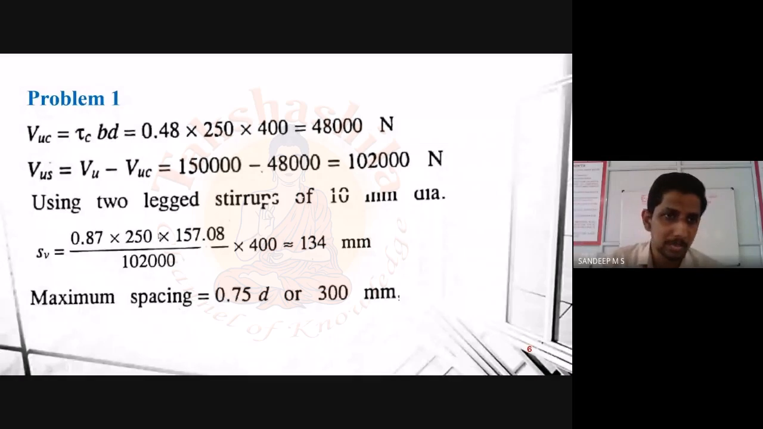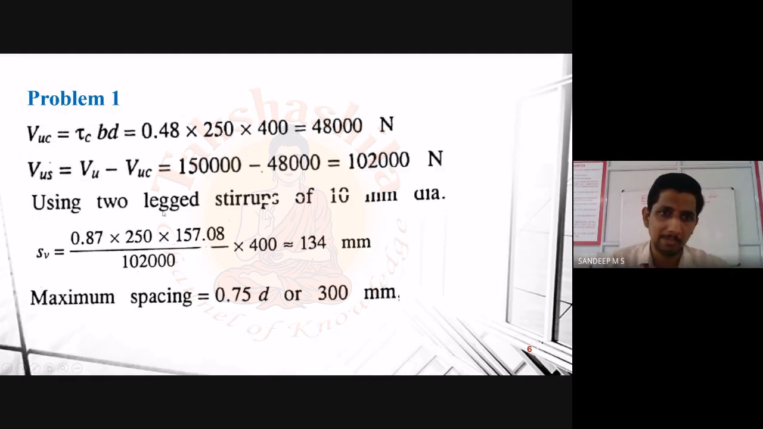So VUC can be calculated as we mentioned, tau C into BD, that is coming around 48,000 newtons. Therefore VUS, that is the amount of shear force that should be carried by our stirrups. How to find that? That will be equal to the total shear force, that is 150 kilonewton, minus this value, the amount of shear force that can be taken up by my concrete section, and this is the value of shear force that should be resisted by my stirrups.